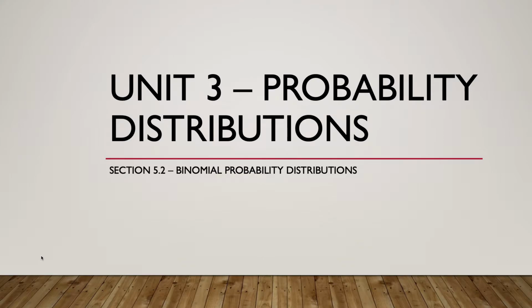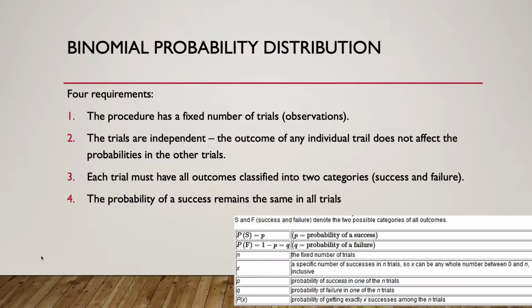5.2 is in the binomial probability distributions. And in order for us to have a binomial probability distribution, we need to have 4 requirements.